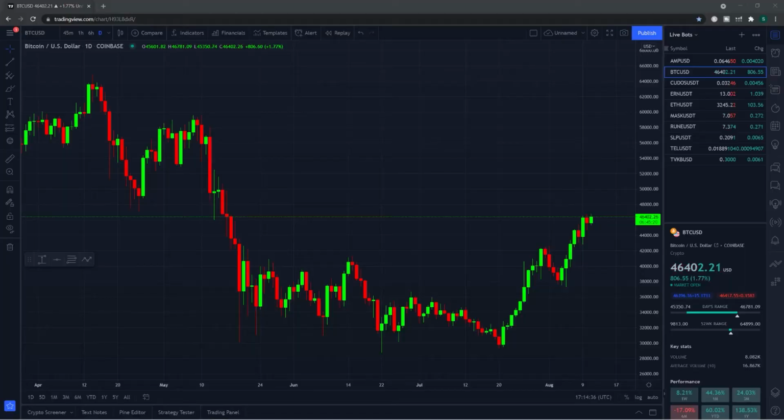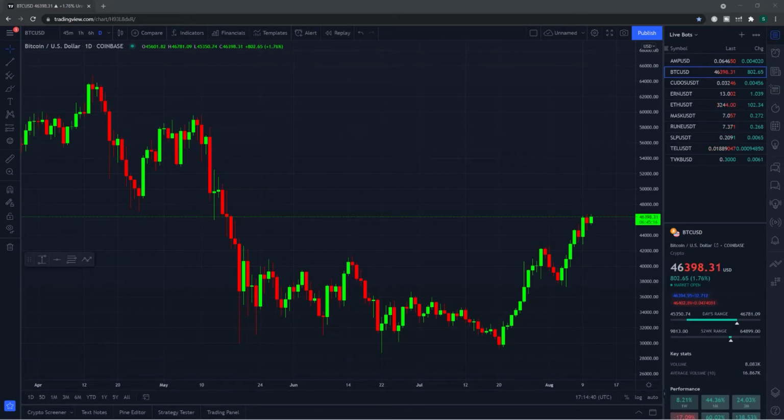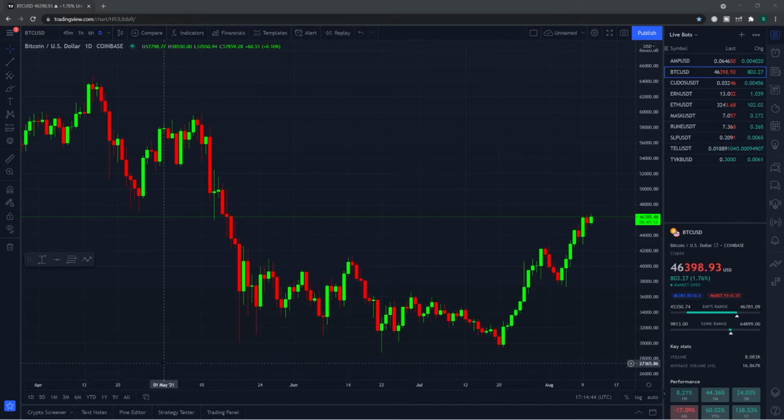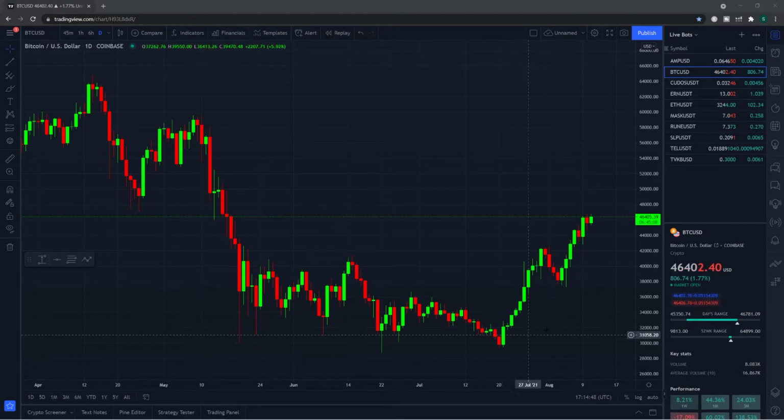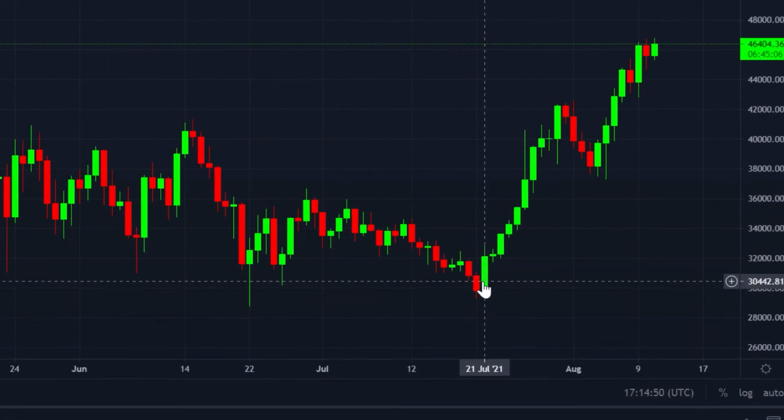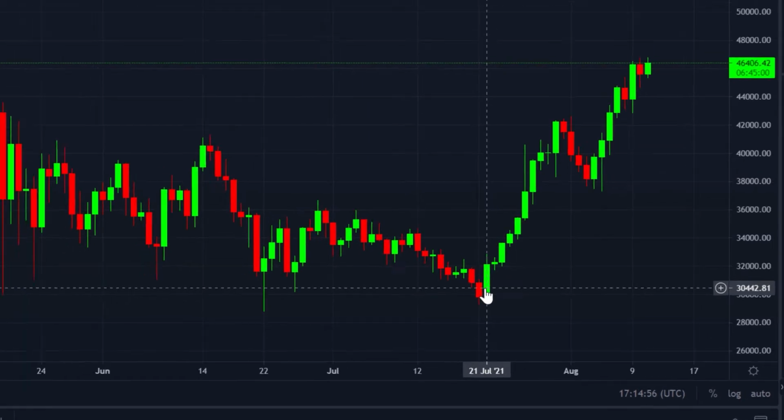Now that we know what a single candlestick means, we can now examine a candlestick chart, which is just a combination of candlesticks over time. Let's take a look at a live chart of Bitcoin. Now, the first thing I want to point out is that this chart represents one day. So each individual candlestick represents one day. So for instance, let's use this one right here. This candlestick is green, and this is the candlestick for July 21st, 2021.